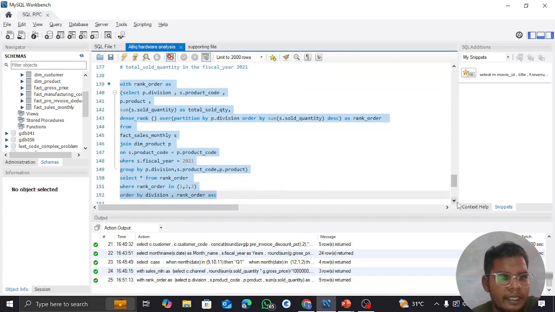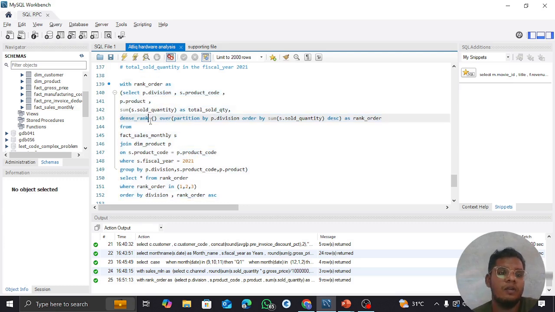Here we use a CTE, and within the CTE we select the division, product code, and product, and sum the sold quantity, and then we rank. For that rank we use dense rank. Dense rank means the rank doesn't skip anything. For example, if there is a 100 sold quantity, and then another 100 sold quantity, it ranks both of them as 1.